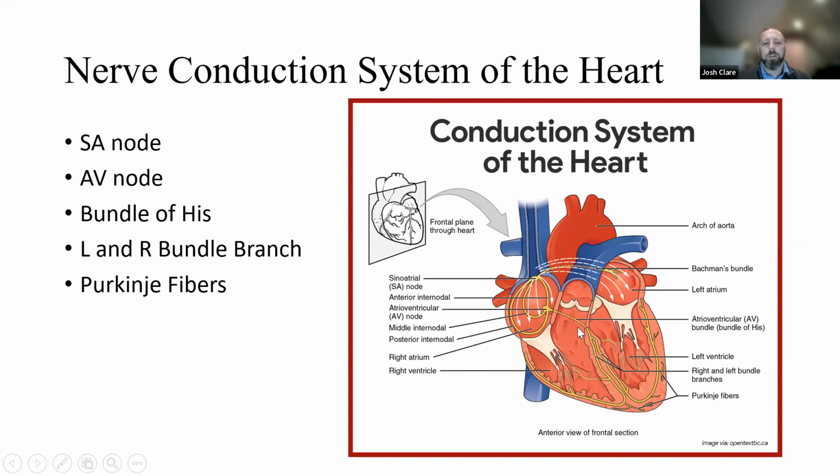And then from the bundle of His, we're going to break out into the left and right bundle branches, again depending on where the nervous system wants to affect the heart. And then the terminal fibers are called Purkinje fibers. I just like thinking about Purkinje fibers.